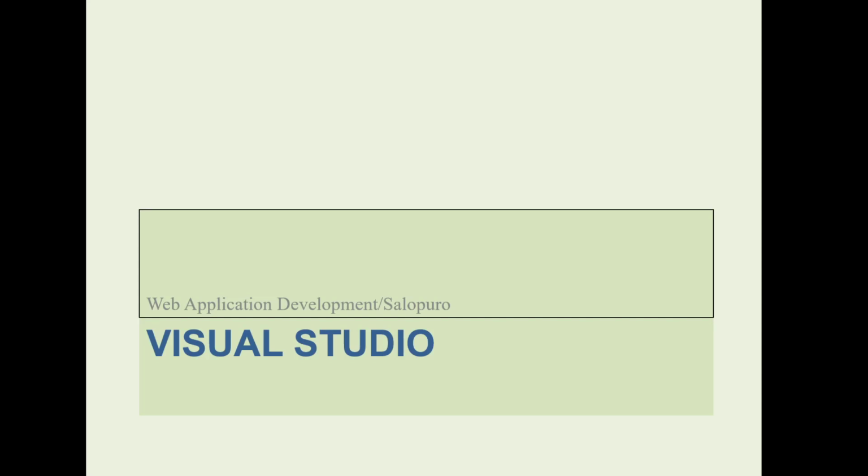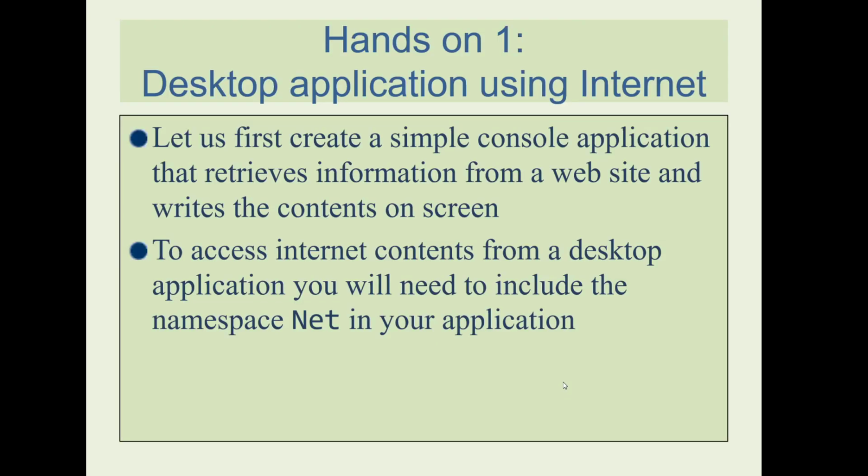Right. The next step is to check how we can start creating our own application in Visual Studio. So we will do this first hands-on, and in this case we will not yet create a web application, but we create a desktop application that is using the internet. So it will make a page request to somewhere, and then we can see the response from that server in our desktop application.